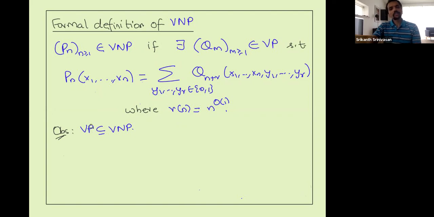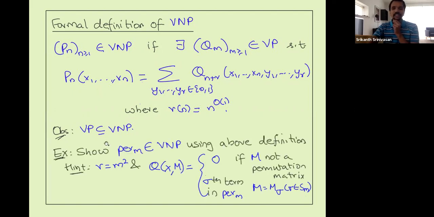It's a complicated definition to digest. It's not an operational definition by any means, but in particular, it gives us that VP is contained in VNP. If I want to show that a polynomial sequence that's already in VP is in VNP, I can just take Qm to be equal to Pn, and I don't have to sum at all. So in particular, VP is contained in VNP.